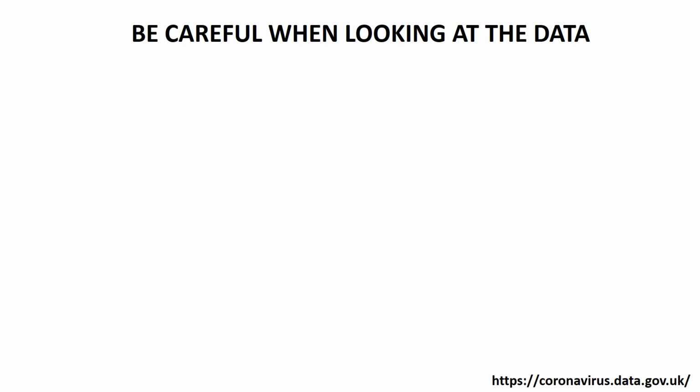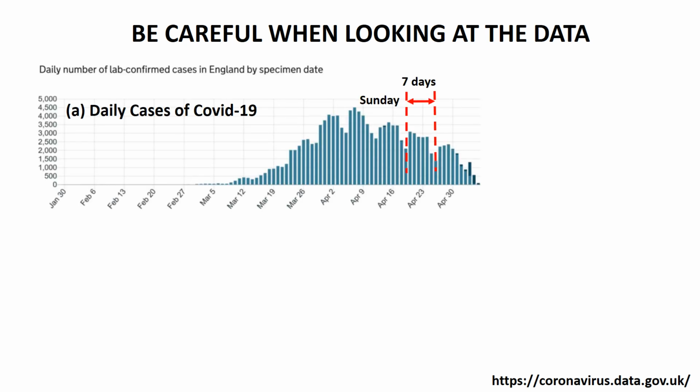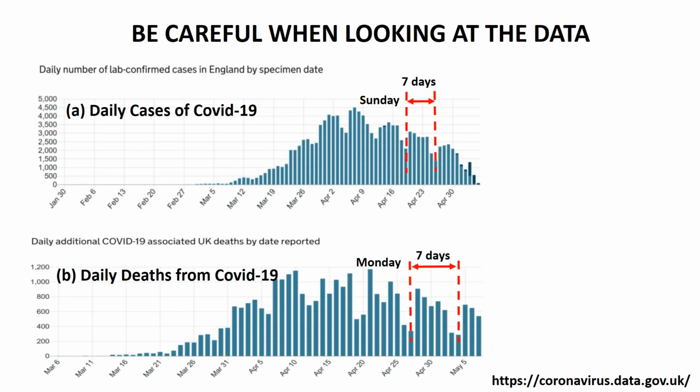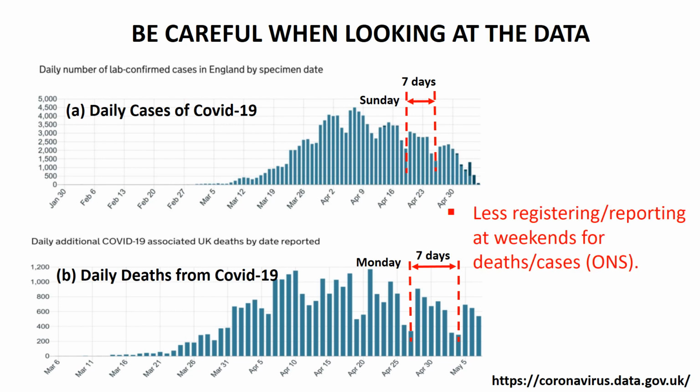So also be very careful when looking at data. If you look at the daily cases of COVID-19, or the daily deaths, you might see a pseudo-periodicity with a period of 7 days and think you've discovered something interesting. But in fact, that's nothing more than the fact that there is less registering and reporting at weekends.